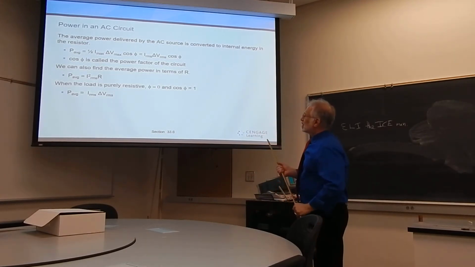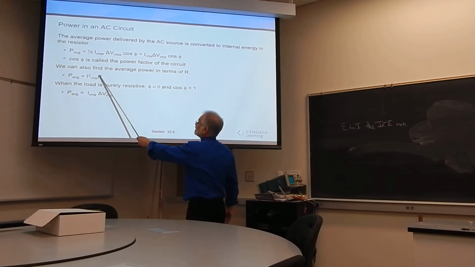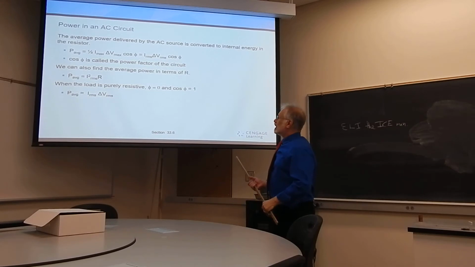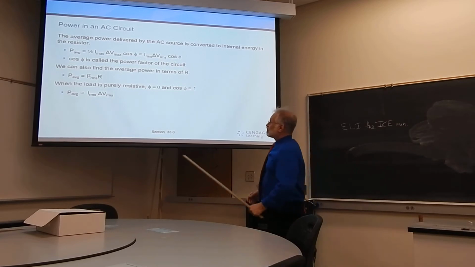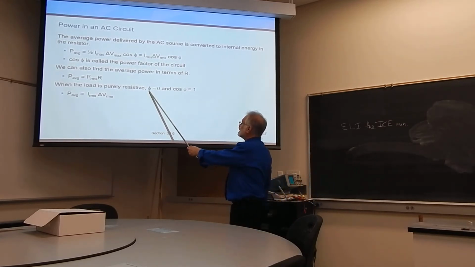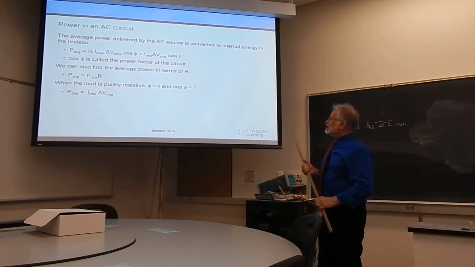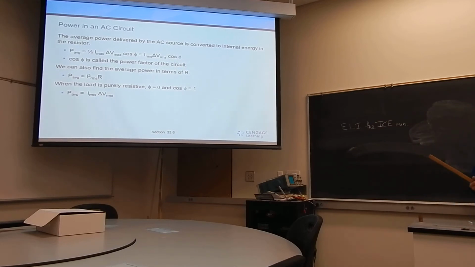We can also find the average power in terms of the resistance because resistance is where it's being dissipated. It's I squared RMS times the value of the resistance. And of course, in the case where I have only a resistive circuit, the average power is very simply the IRMS times the VRMS values, as you might expect.